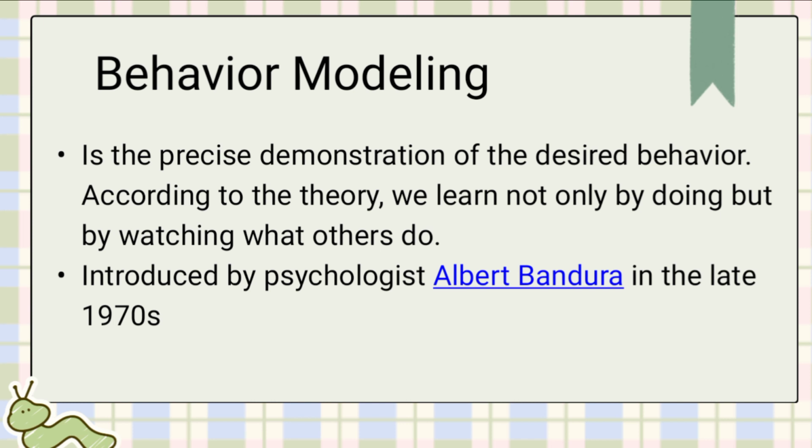Next, we have behavior modeling. It is the precise demonstration of the desired behavior. According to the theory, we learn not only by doing, but also by watching what others do. It was introduced by psychologist Albert Bandura in the late 1970s. Similar to systematic desensitization, behavior modeling exposes a person with a phobia to the object or situation they fear. However, the confrontation is experienced by another person rather than by the person with the phobia.